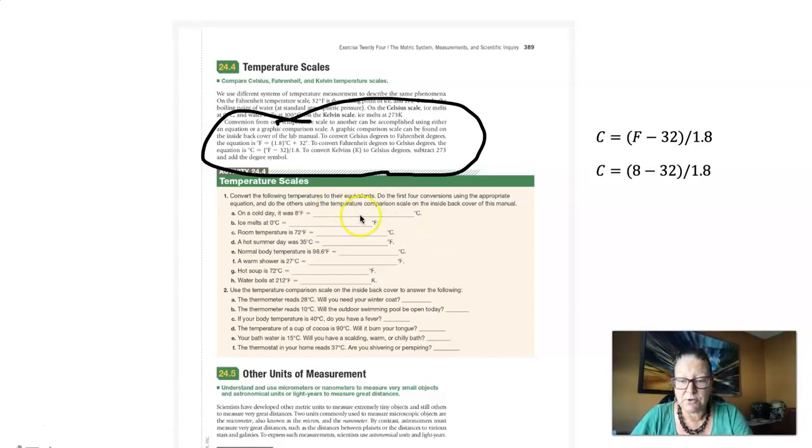So we have 8 degrees Fahrenheit, so we're going to plug that into the F. 8 minus 32 is negative 24, and it's divided by 1.8, which turns out to be negative 13. So for question A, it was 8 degrees Fahrenheit, which is equivalent to negative 13 centigrade.